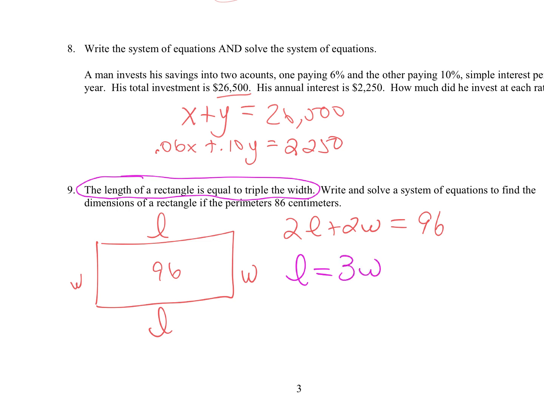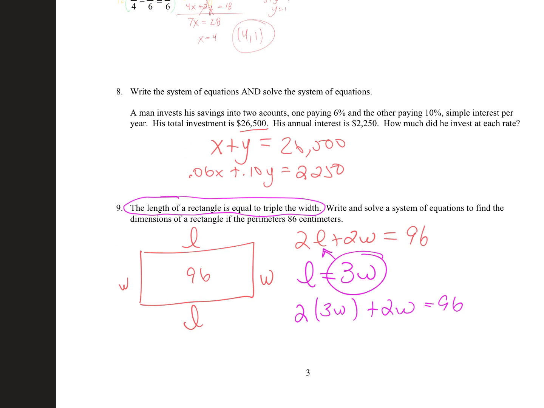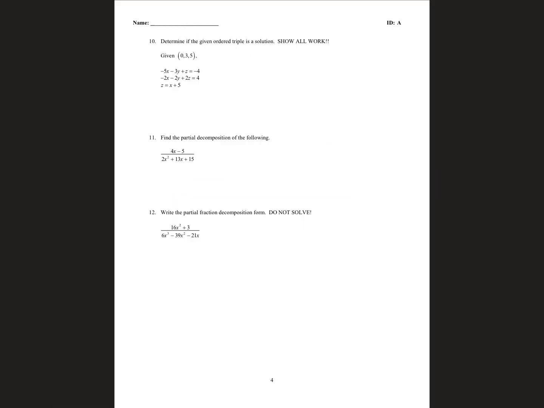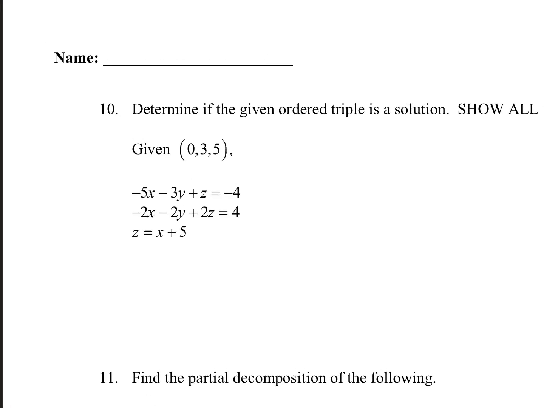So there's your 2 equations. Once you write the equations, the rest of this problem is really simple. We then would take this and plug it in there, right? So 2 times 3W plus 2W equals 96. And then you just solve for W. Once you figure out what W is, you plug it in and find L. Okay. Let's move along.